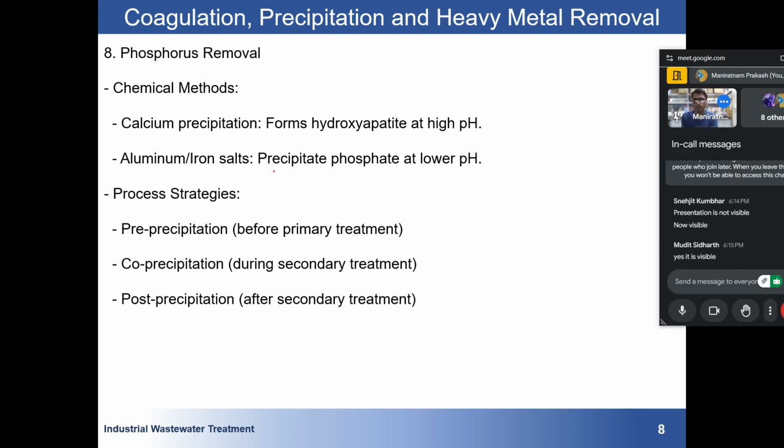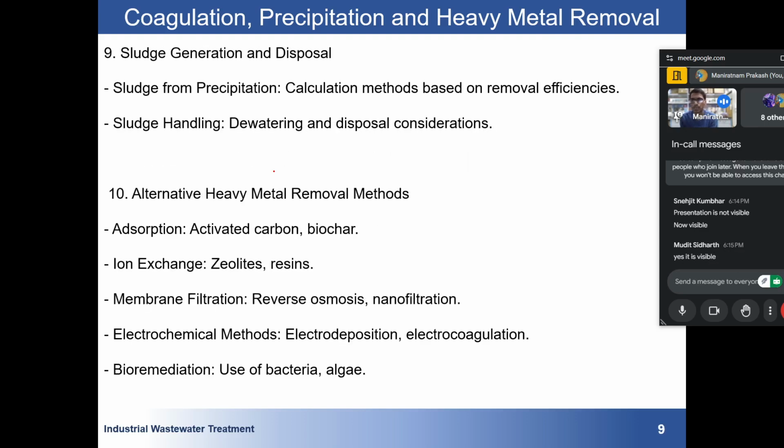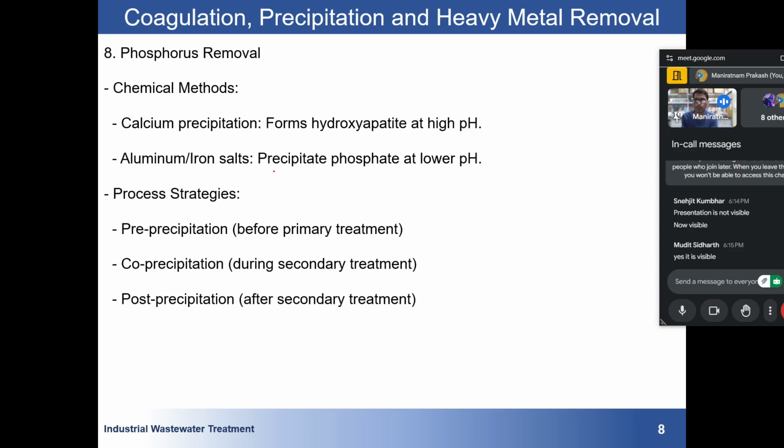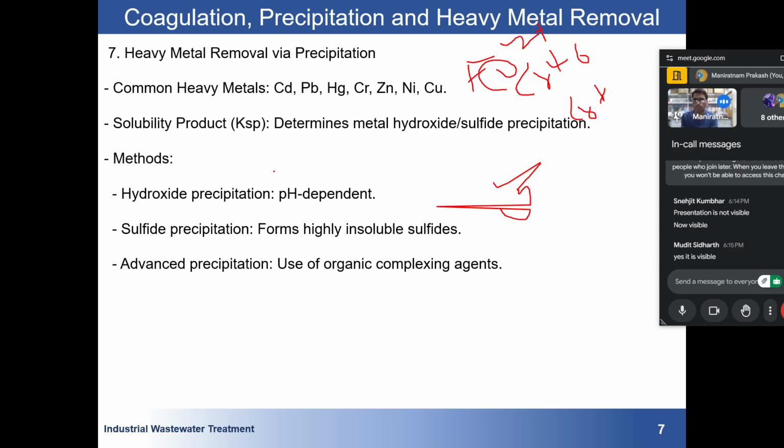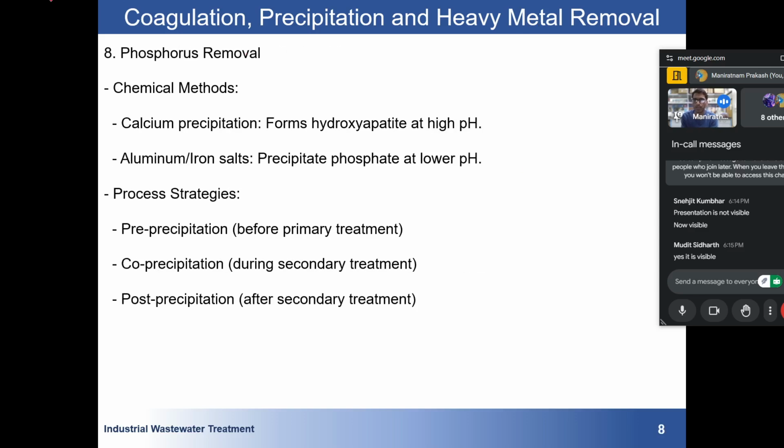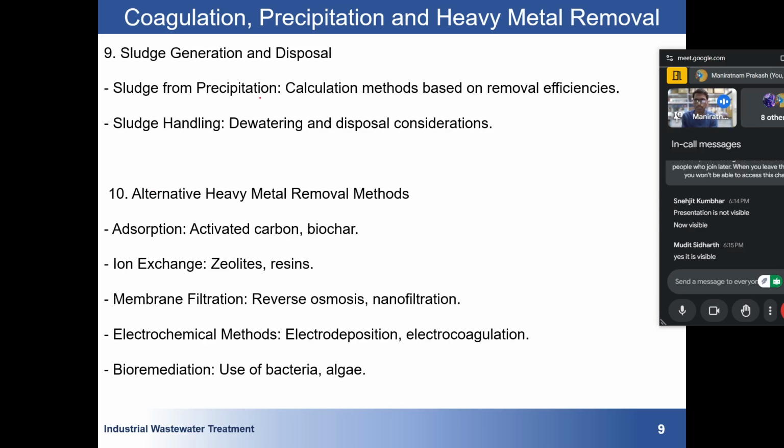There is another topic, phosphorus removal. I think I have already taken 20 minutes, so I will just go into the problem solving session. So this was about metal removal. Then we have phosphorus removal, with two processes: we can add calcium or we can add alum. Both topics have been discussed to you. Then there is sludge generation, sludge from precipitation, with calculation method based on efficiency. We have to handle the sludge also.